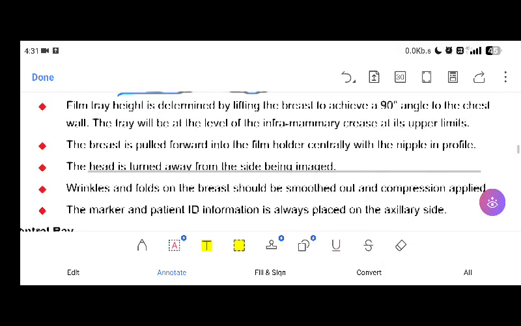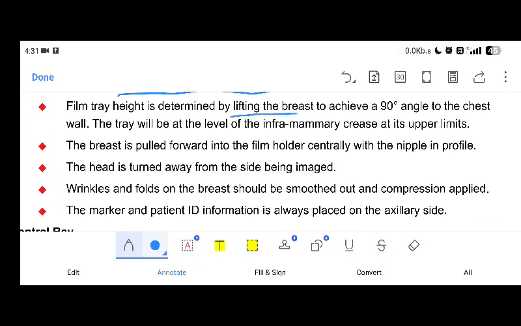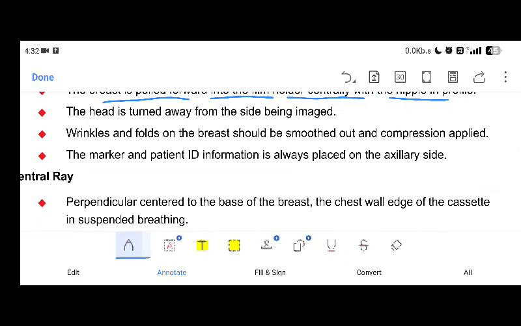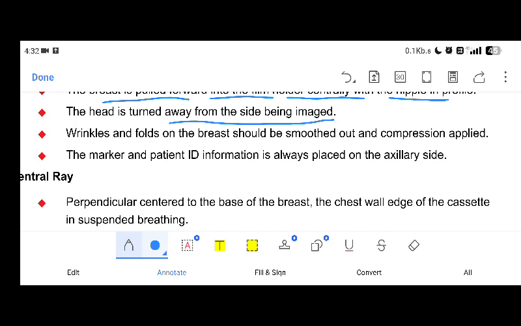Film tray height is determined by lifting the breast to achieve a 90-degree angle to the chest wall, and the tray will be at the level of the inframammary crease as its upper limit. The breast is pulled forward into the film holder centrally with the nipple in profile, and the head is turned away from the side being imaged.